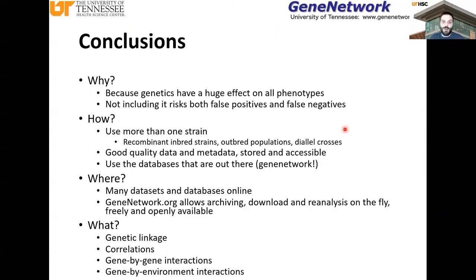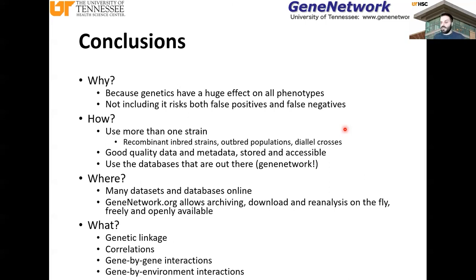I could give you an hour on any of these, but in conclusion, why should you include genetics? Because they have a huge effect on all phenotypes. If you're not including genetic variation, you risk both false positives and false negatives. How? Use more than one strain. Use recombinant inbred strains, use a panel of inbred strains, use outbred populations, use diallel crosses. Again, I could give you an hour's talk about this. It's really important to have good quality data and good quality metadata, stored somewhere accessible that anyone can use. And use the databases that are out there. For example, Gene Network. Again, we're more than happy to include your data on there.